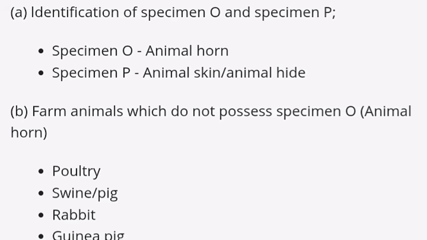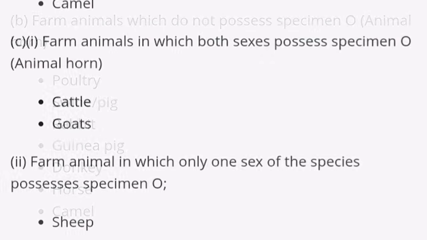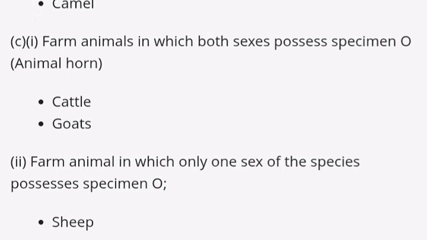Okay, so now you may be asked, what are the farm animals which do not possess animal horn? Give examples of farm animals that do not possess animal horn. You go poultry, swine, that's pig, rabbit, guinea pig, donkey, horse, and camel. And then you ask, what are the farm animals in which both sexes possess specimen N, which is horn? And those are cattle and goats. That's why it's goat skin we use.